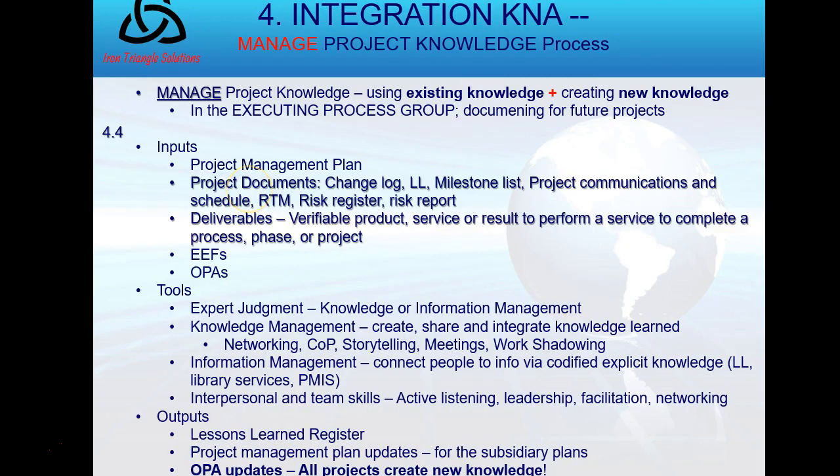Then I'm going to manage project knowledge. This is a new process. It starts on page 98 of the PMBOK guide. And I'm going to use existing knowledge and create new knowledge. Okay? And this happens in the executing process group, and we document these things for future projects and even future iterations of our own project. And we do it, of course, throughout the project. Okay? Knowledge is commonly split into explicit knowledge, which is knowledge that can be readily codified, and tacit knowledge.